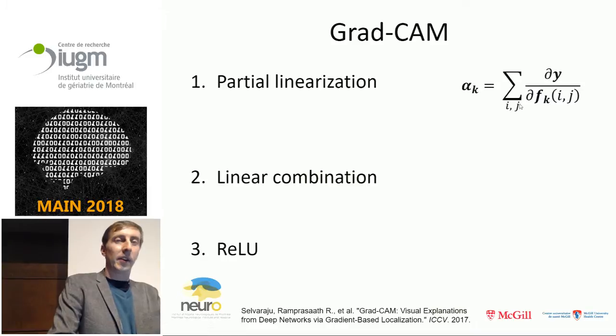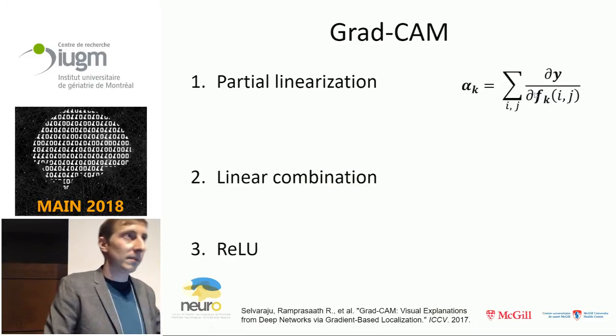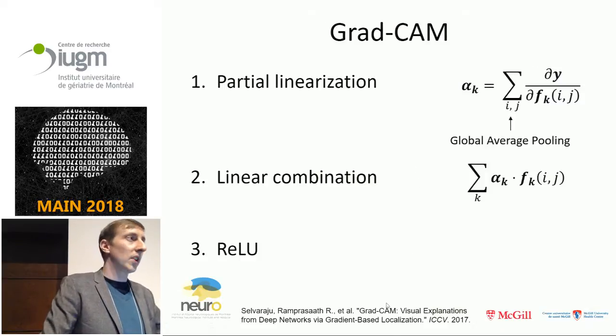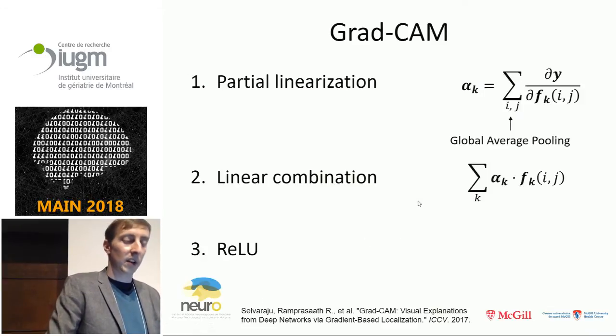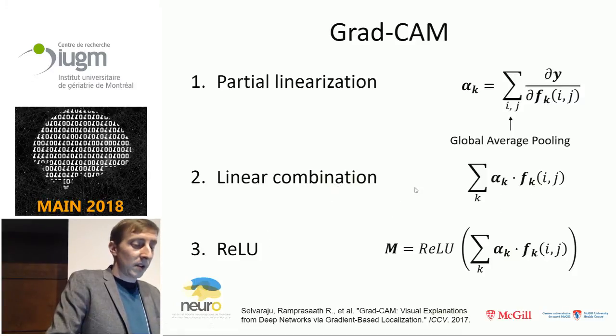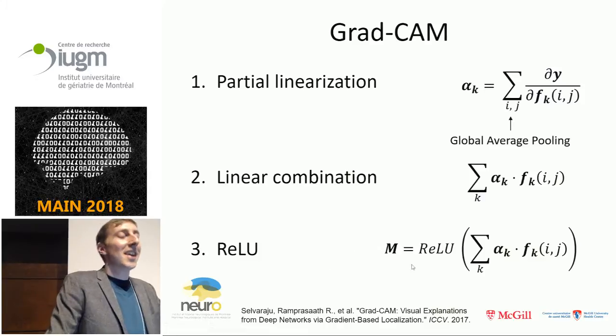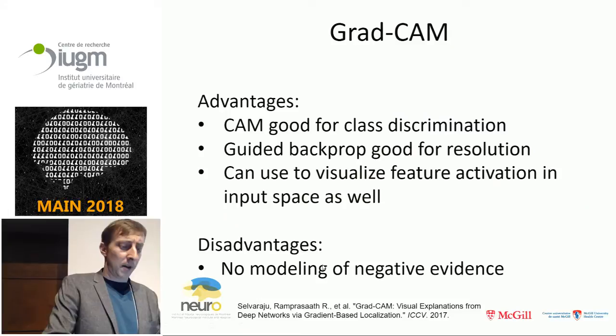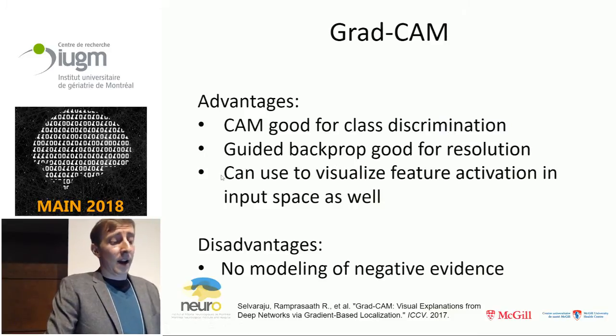It's got the partial linearization that's not baked into the model now. You still need to use global average pooling, but you haven't constrained yourself to less accuracy. You can still build whatever model you want. It's a linear combination of heat maps that are interpretable, but you have to do this ReLU at the end. And this is the big disadvantage of the method: it only models positive evidence for classes.